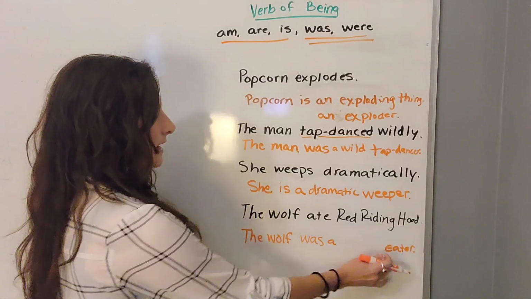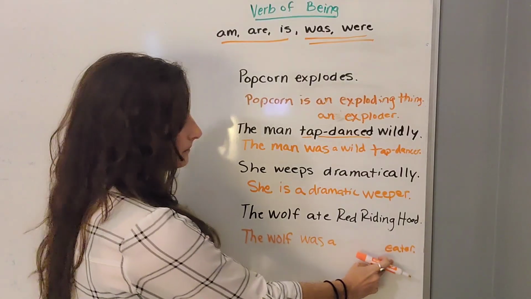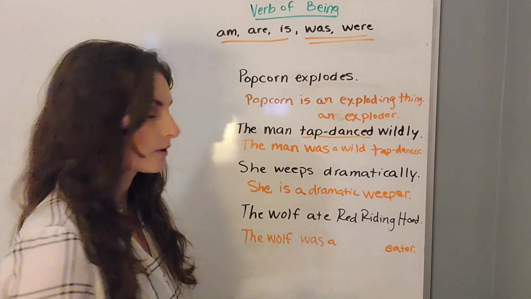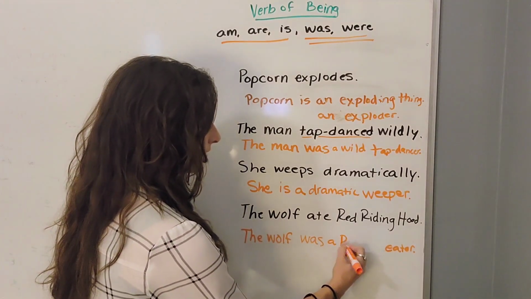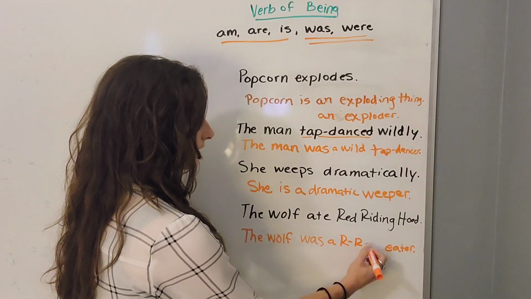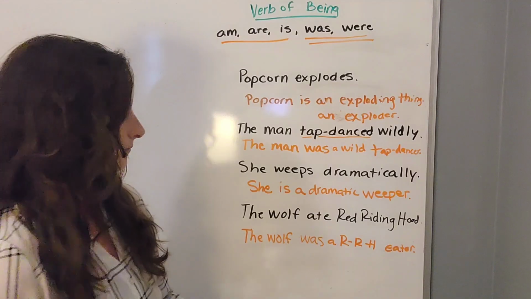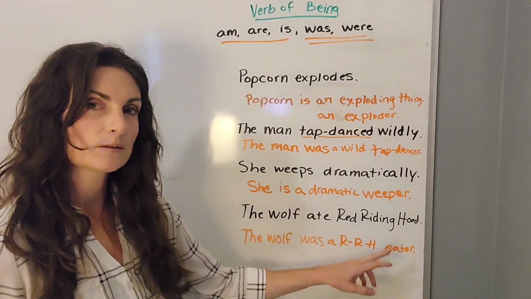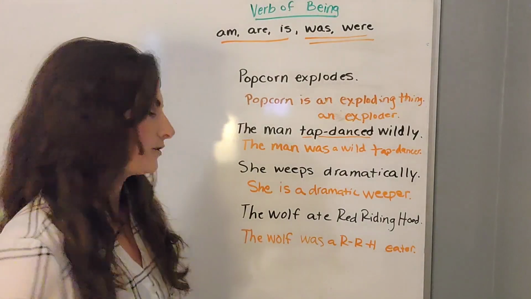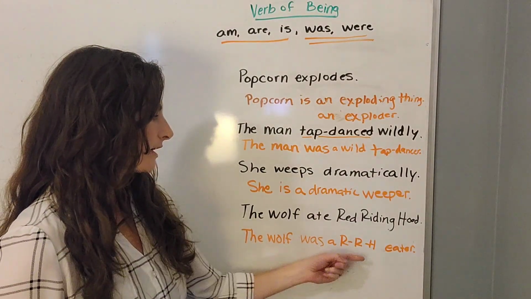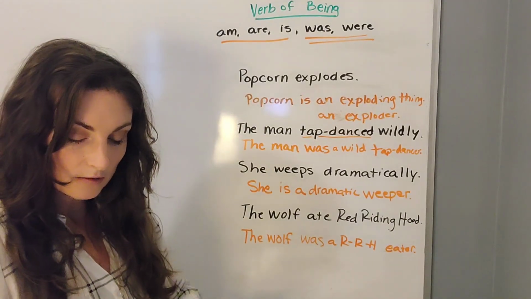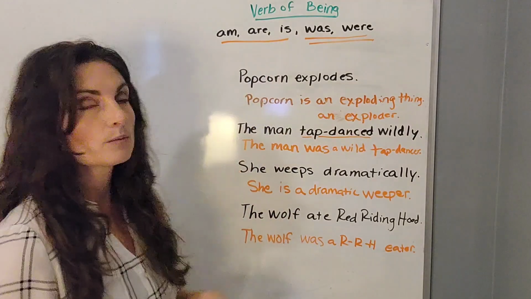Now, we had to change the verb to a noun. And so this has to basically kind of be an adjective, but it's a name. So this is where it gets tricky. So I don't have room to write Red Riding Hood, so I'm going to abbreviate. Red Riding Hood eater. And a lot of times, they'll put dashes in between words if it becomes strange, just to make it look more like an adjective. So the wolf was a Red Riding Hood eater. So that is an example of how we're using the verb of being.